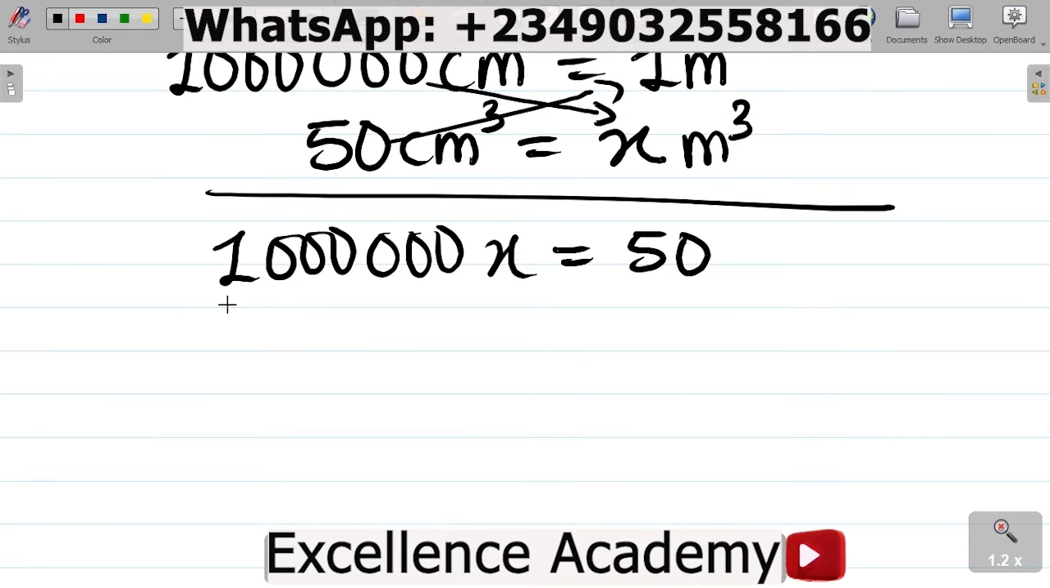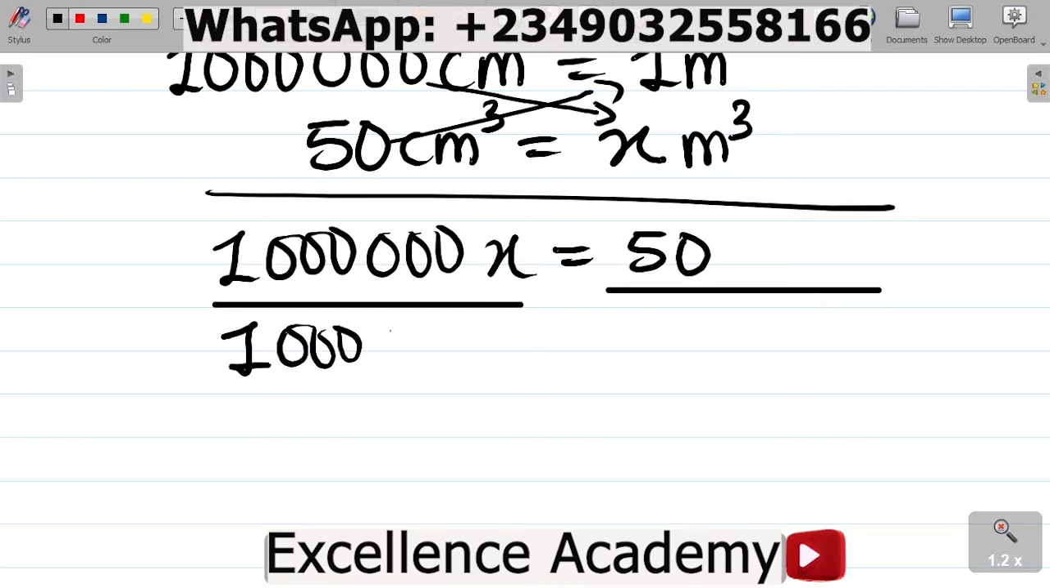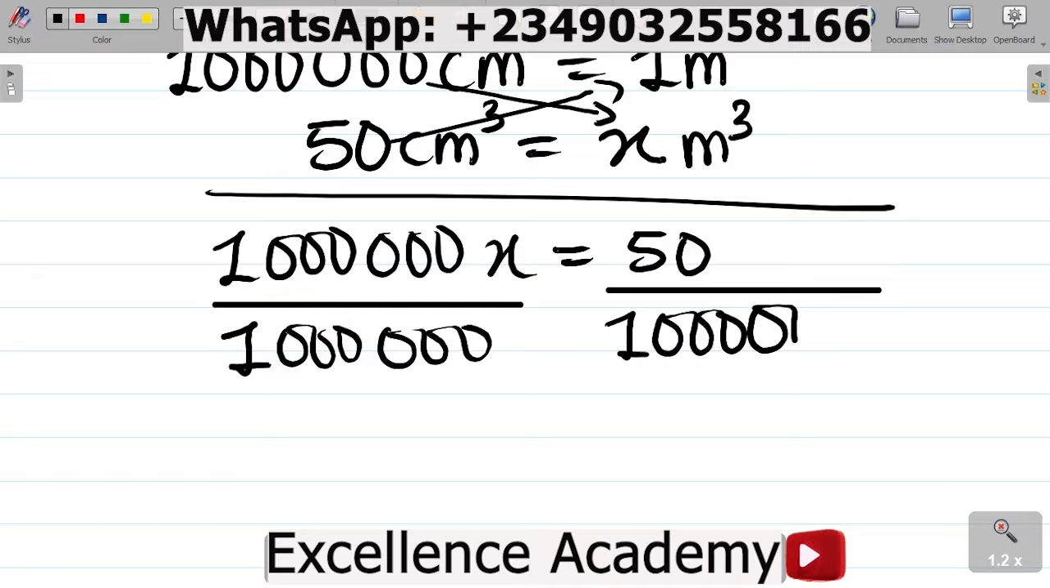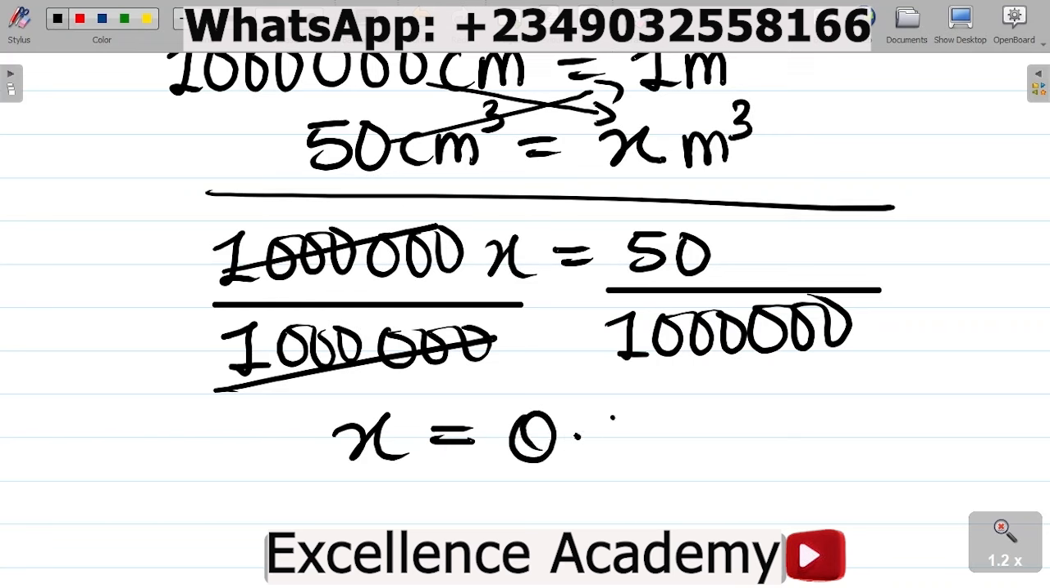To get the value of x, I'll divide both sides by 1 million. This cancels this, so x is equal to 50 divided by 1 million. If you do that, your answer there is 0.00005. All right, so this is your answer.